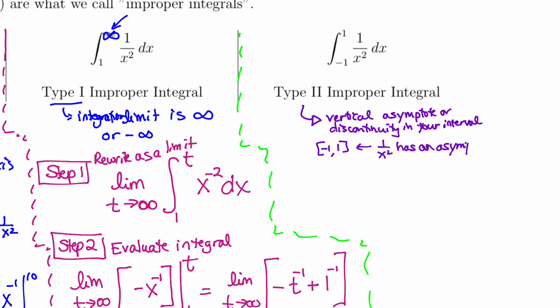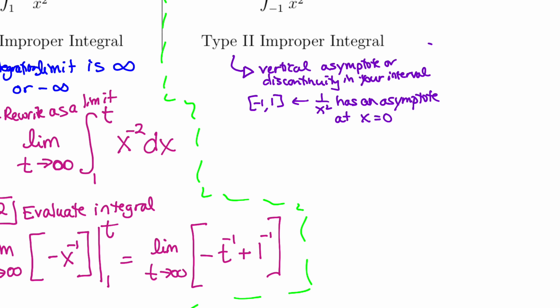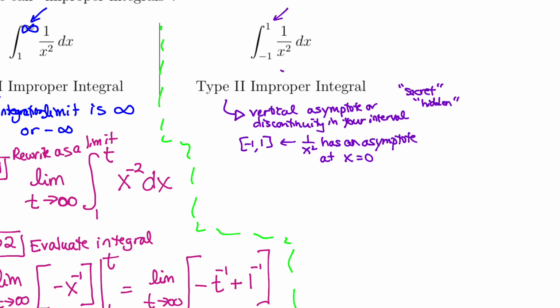So I'm just jotting down what I just said, which is, this is called a type 2 improper integral because 1 over x squared has an asymptote at x equals 0. And x equals 0 falls in between -1 and +1. Like I said, these are more secret and they're harder to recognize because they're hidden. You don't see the infinity blaring at you, right? You just see finite limits, so you might skip it, but be careful.